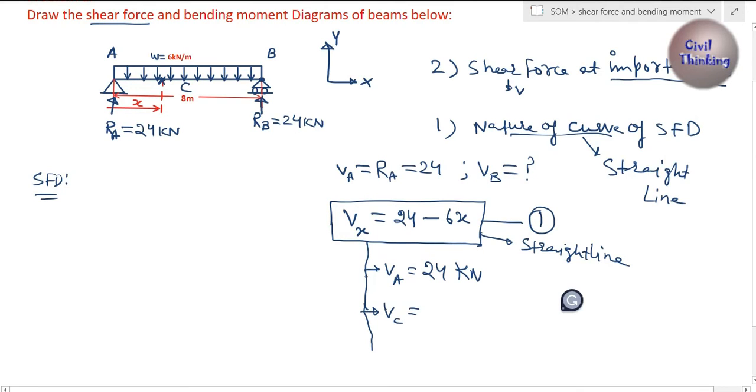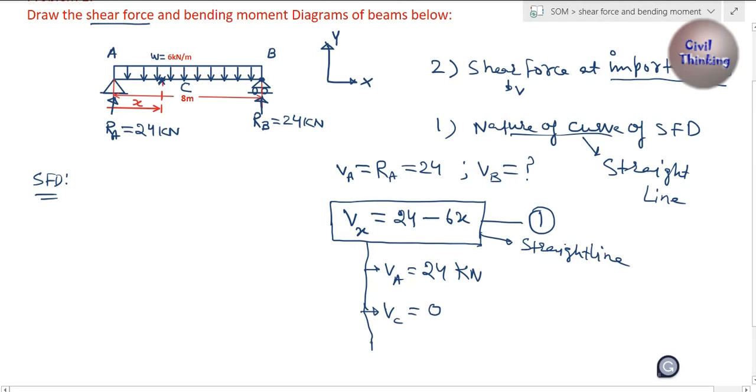Now let's find the shear force at C. You can see how much x is at C. C is at the midpoint, and the total length is 8, so from the end to the midpoint is half of 8, which is 4. Shear force at C is 24 minus 6 multiplied by 4, since x is 4 at C, right? Now 6 multiplied by 4 is 24, so 24 minus 24 is 0, right? So we get the shear force at C to be 0.